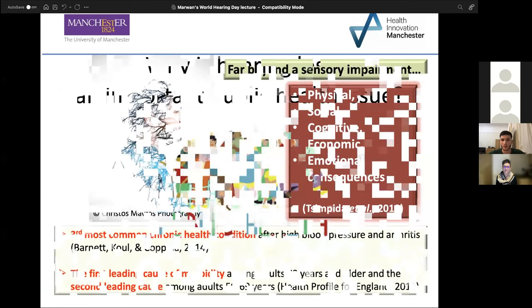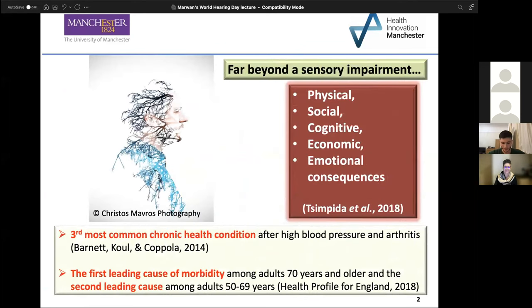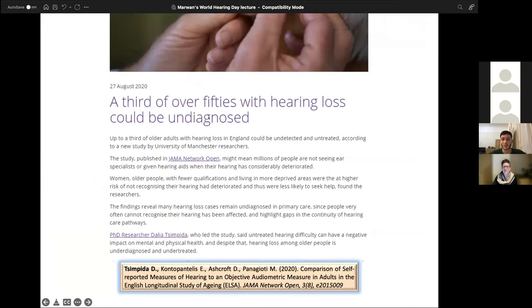So I'm just going to start off by reiterating the slide from Dalia. As we can see here, hearing loss has a huge effect on this list of things. It has huge physical, social, cognitive, economic, and emotional consequences, and hopefully I'll be delving a bit further into these. It is the third most common chronic health condition, behind huge names, high blood pressure and arthritis, highlighting hearing loss's importance. And as we've said, a third of over 50s with hearing loss could be undiagnosed.